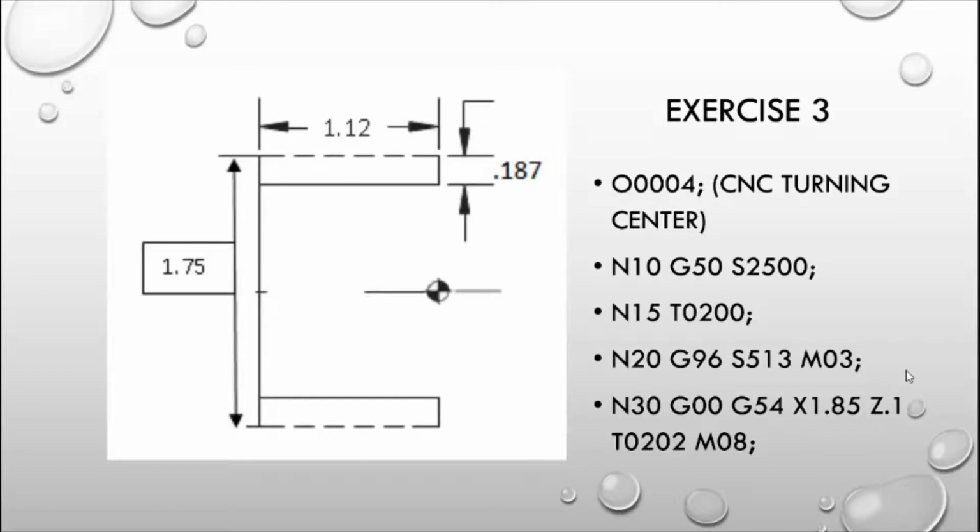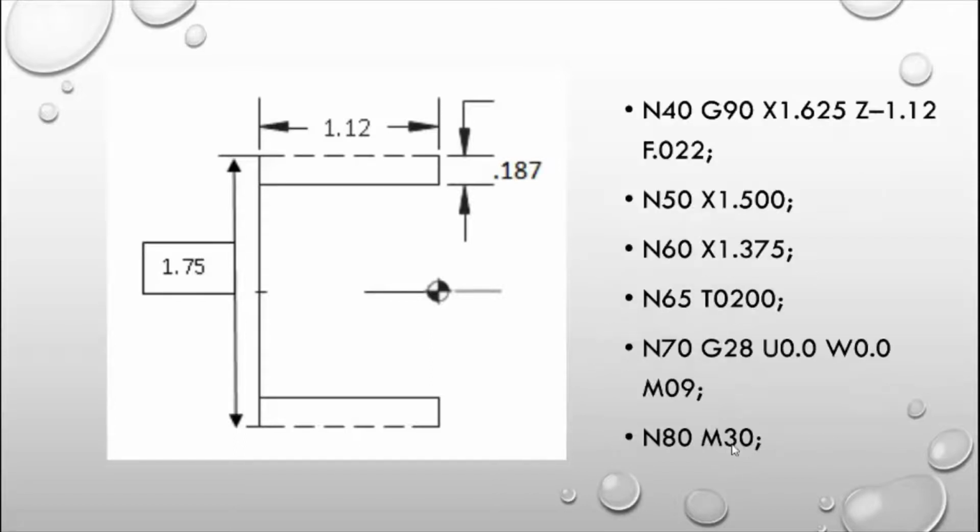The tool comes to that position. T0202 is the tool number. M08 is the coolant on. N40 is again a sequence number. G90 is for the outer diameter cutting turning cycle.